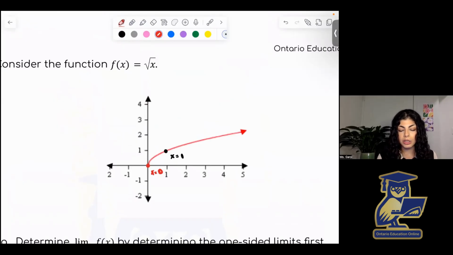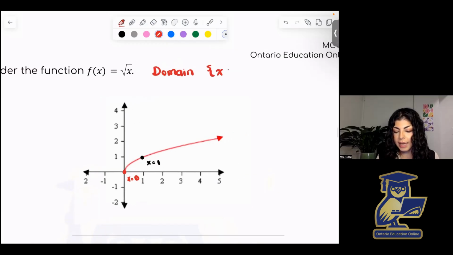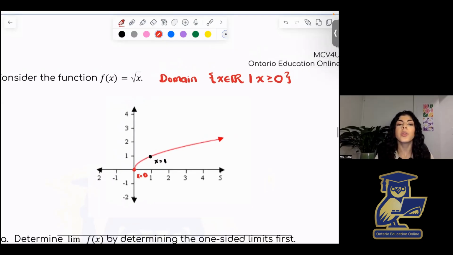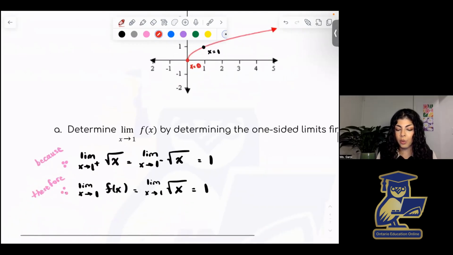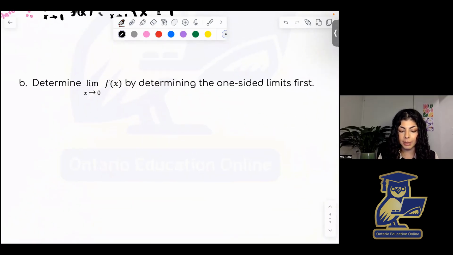So the square root function actually has a specific domain. And the domain, which is all the x values for which it is defined, is x is in the real numbers with the condition that x is greater than or equal to 0. So that means that our function isn't even defined for any values of x less than 0. So when determining the one-sided limits, I do have my first limit, which is x approaches 0 from the right-hand side.